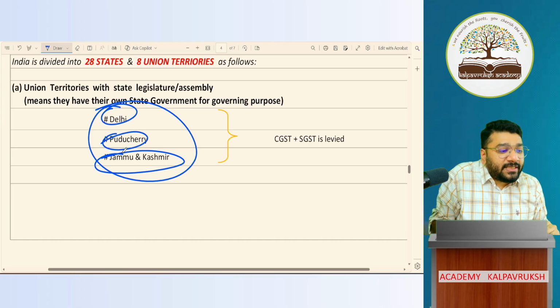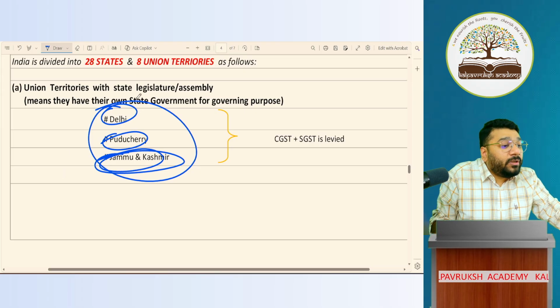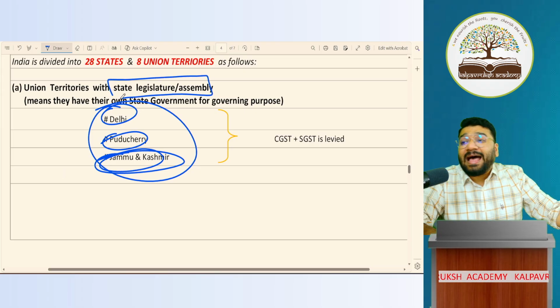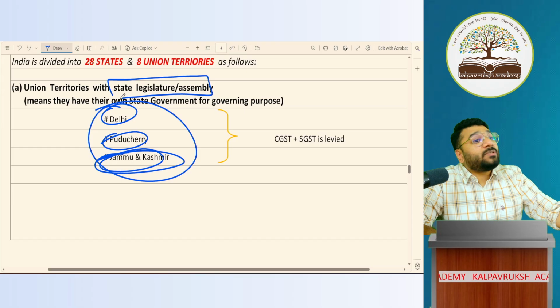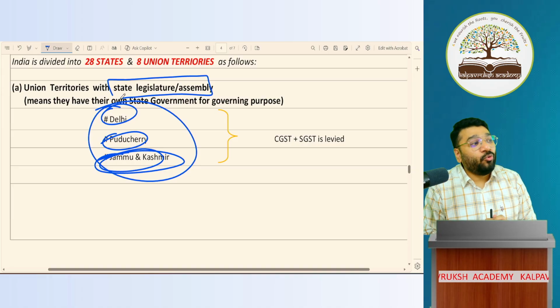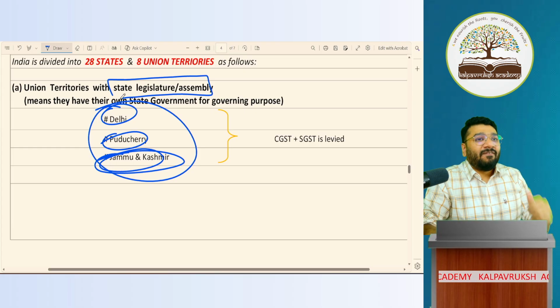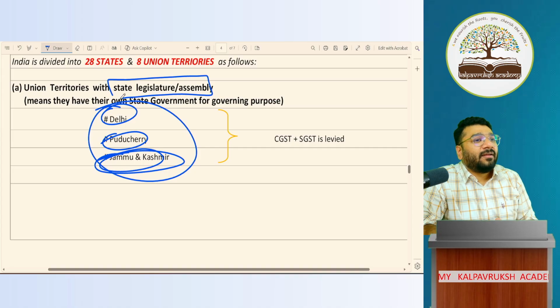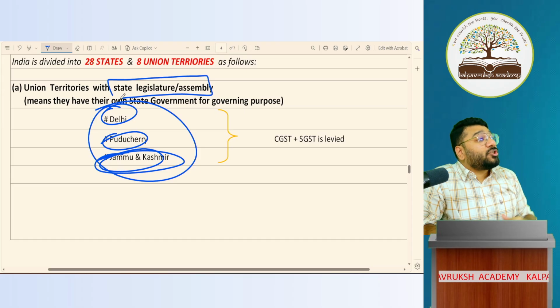Delhi, Pondicherry, Jammu and Kashmir. All 3 are called union territories, but they have their own state legislative assembly. Now what is an assembly? In the last 2-3 days, what is happening in Tamil Nadu? Vijay is sitting in one room, and many people are sitting around behind him. Did you see it in the video? Where are all of them sitting? In the assembly. So every state has its own assembly.